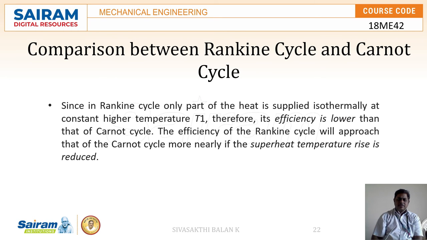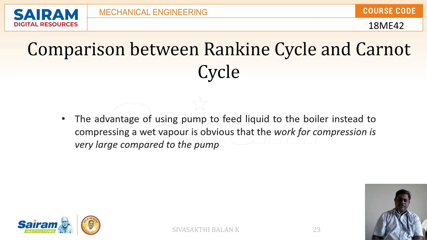The next difference is that in the Rankine cycle only part of the heat is supplied isothermally at the constant higher temperature T1, therefore its efficiency is lower than that of the Carnot cycle. The efficiency of the Rankine cycle will approach that of the Carnot cycle more nearly if the superheat temperature rise is reduced.